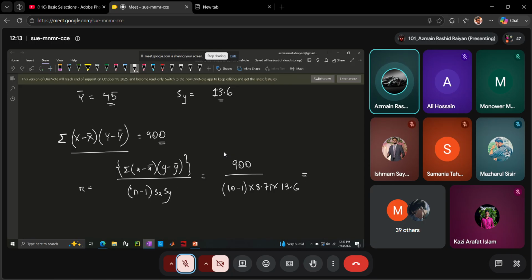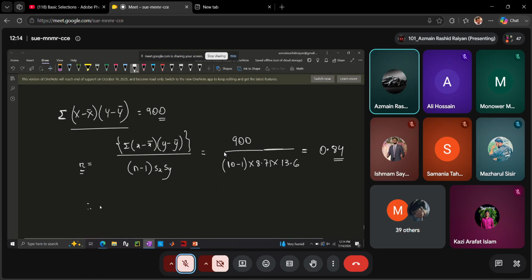Someone please tell me the value of the correlation coefficient. 0.84. All right, so my correlation coefficient is 0.84, which means, since it is pretty much close to 1, we can say that it is a very strong correlation coefficient.